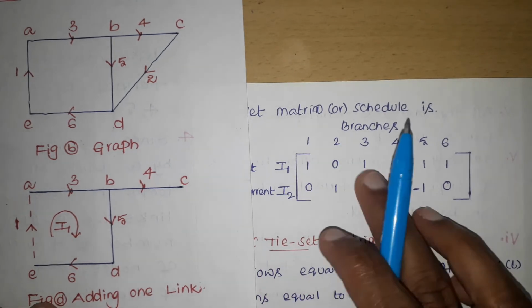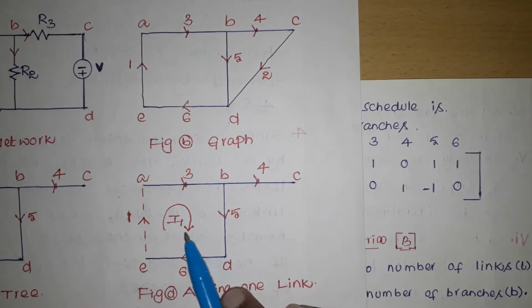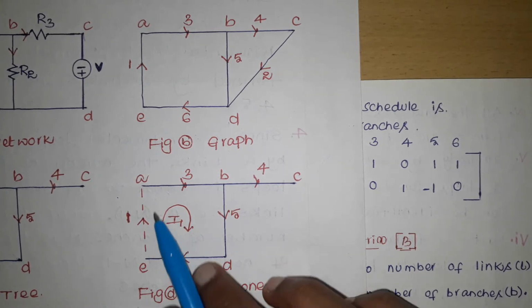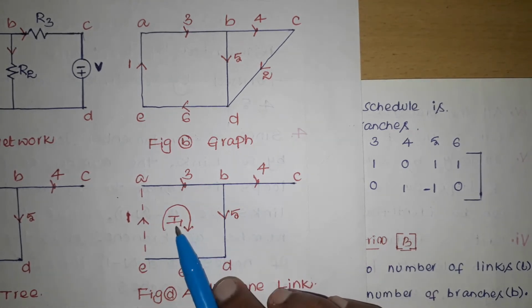Again, in this 1, 3, 5, 6, if you see the direction of the current I1, you have to take this I1 as the reference. So all the currents are in the same direction. So I1.